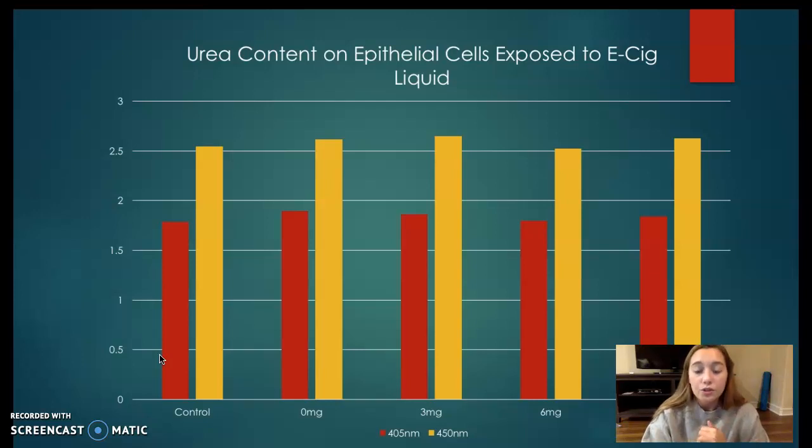From these results, we can see that they're all pretty similar, but the 0 mg seems to have one of the higher urea contents. In the future, we're going to try to do more exposures for this 5B sample, and we're also going to be running exposures and urea assays on the 1A sample, which was the next highest in cell counts.